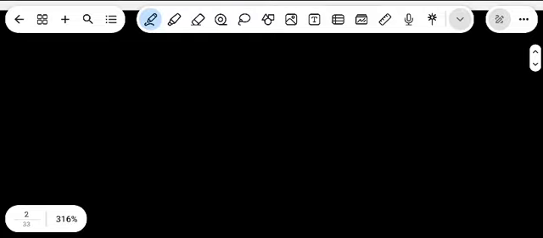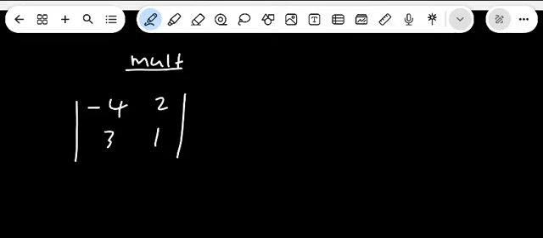Alright, that is how you're supposed to add the matrices. You add the elements in the first row, the rows must match, and the columns must match. Everything must match. That is how you can add and subtract the matrices.